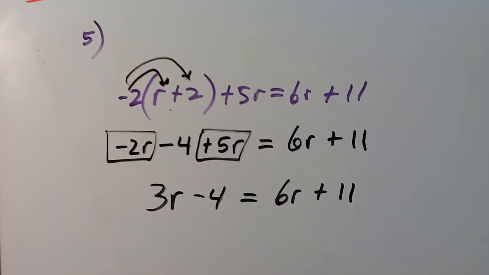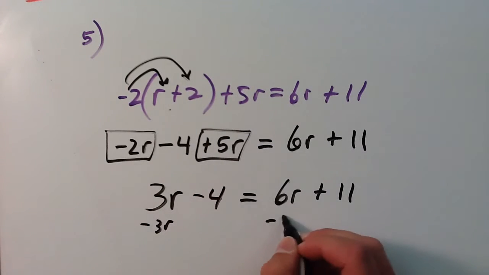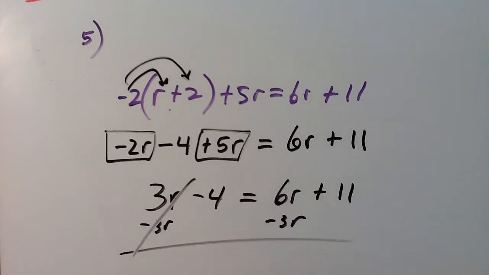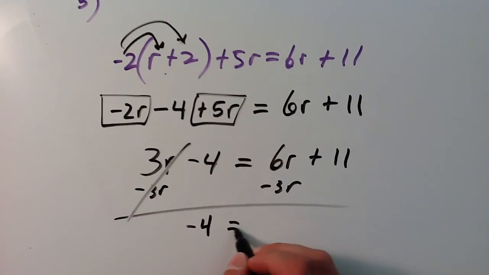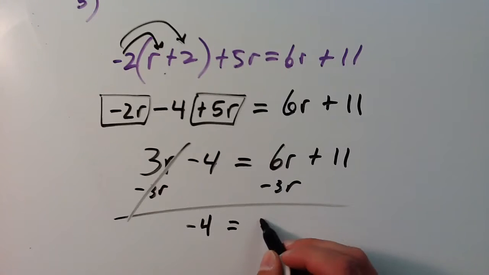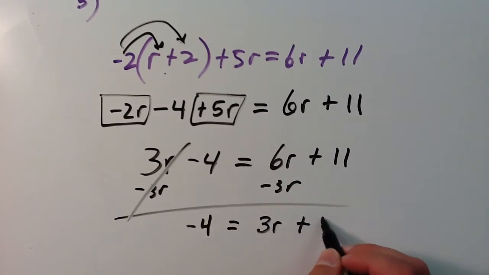Okay, now I move on to step 3, which is get the variable on one side of the equation. Let's get it on the right side so that it remains positive. To do that, I'm going to subtract 3r. Those 3r's will cancel, and I'm left with negative 4 on the left side. Bring the equal sign down. 6r minus 3r is 3r, and I still need to add 11.